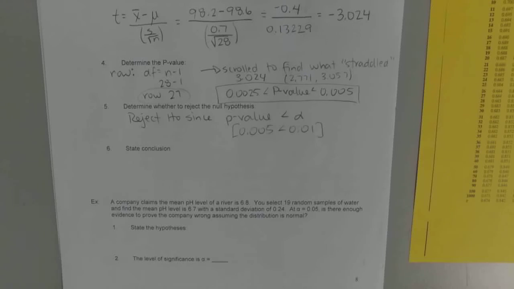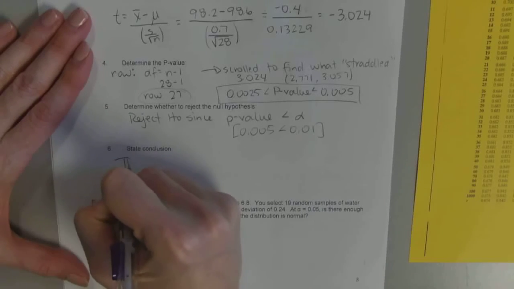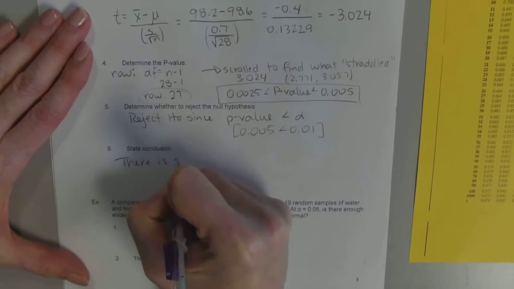Does that make sense? We don't know the exact p-value, but if we're less than 0.005, and that's less than 0.01, then we know we're less than 0.01. Since we're rejecting the null, what's our conclusion going to be? There is sufficient evidence. We have enough, right? So there is sufficient evidence to support H1.